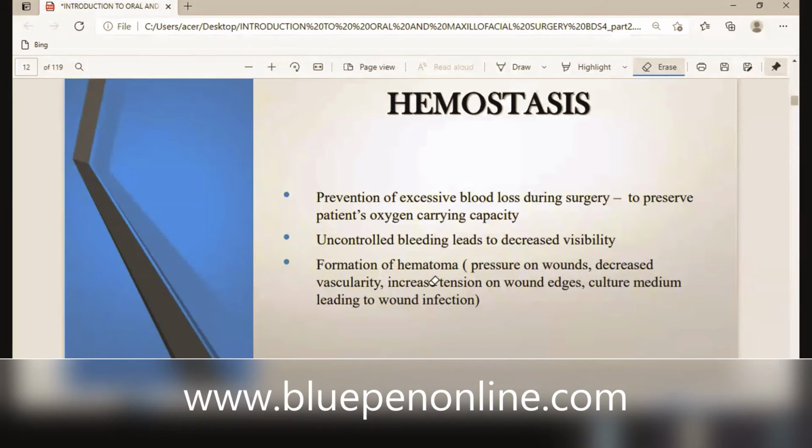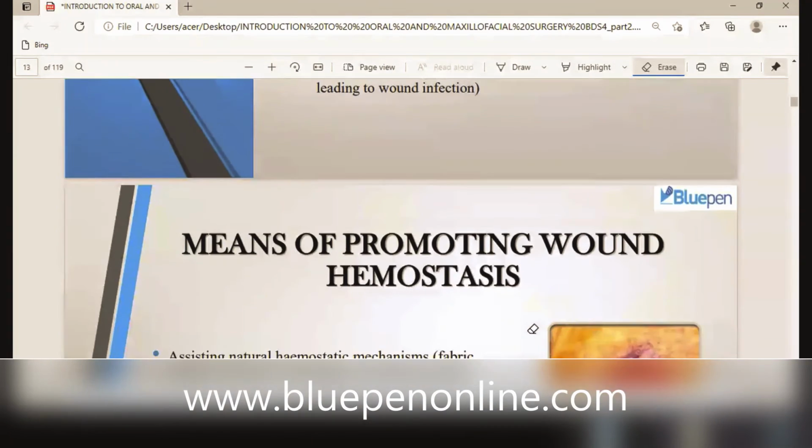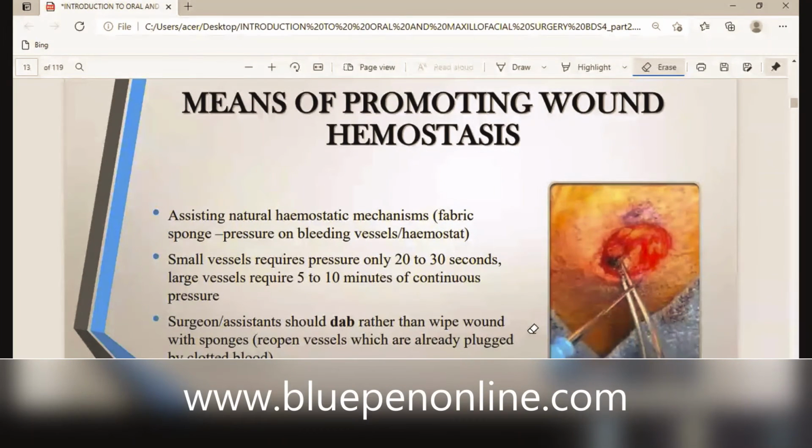Okay, this is the same thing here. There can be presence of hematoma. This hematoma usually occurs because of pressure on bones, decreased vascularity, and increased tension while suturing. If you tense the flaps and sutures, it can result in hematoma. Then if some kind of bacteria is present there, it acts as a culture medium and can lead to wound infection. Right. Now I'll tell you some means of promoting wound hemostasis, how to close this.